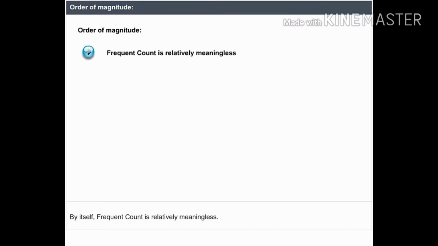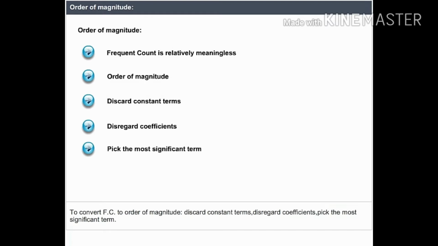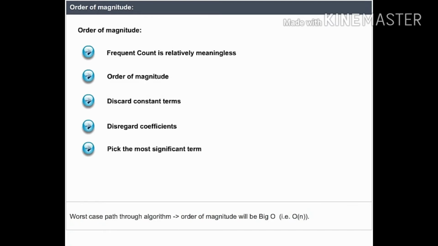By itself, frequency count is relatively meaningless. Order of magnitude is an estimate of performance versus amount of data. To convert the frequency count to order of magnitude, discard constant terms, disregard coefficients, and pick the most significant term. Consider the worst case path through the algorithm. Order of magnitude will be big O, that is, O of n.